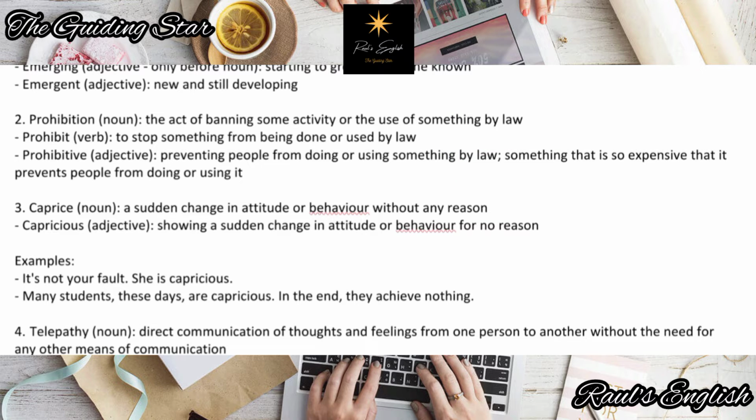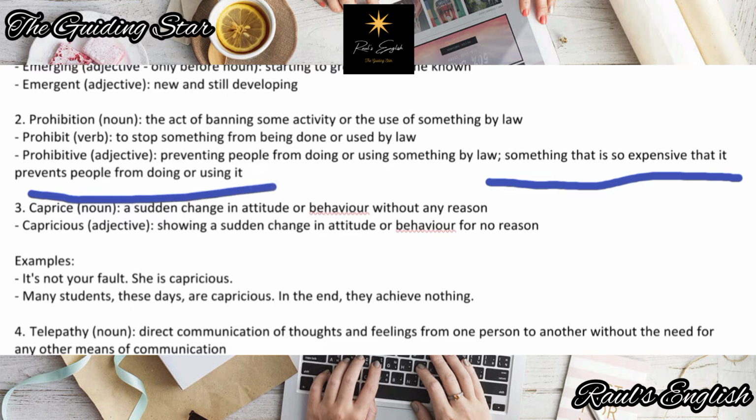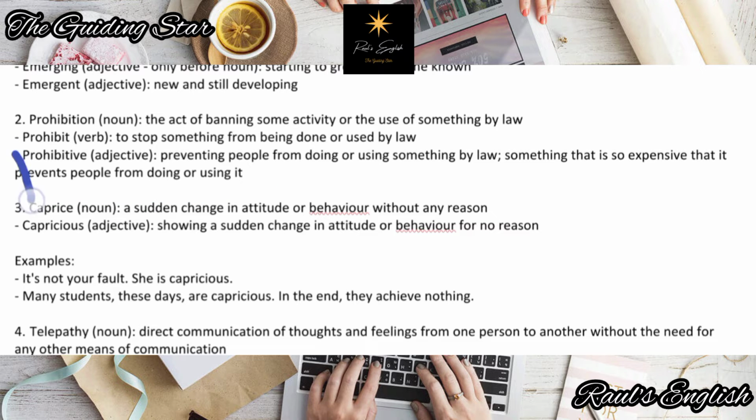Prohibit: to stop something from being done or used. And prohibitive, adjective: preventing people from doing something or using something, usually by law or by authority, by order. Right, so that's that. And one more meaning of prohibitive: something that is so expensive that it prevents people from using it or engaging in that particular activity. So that is also prohibitive as an adjective.